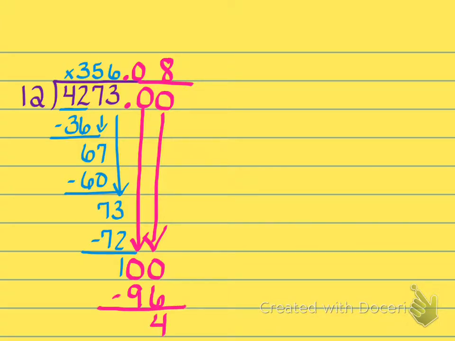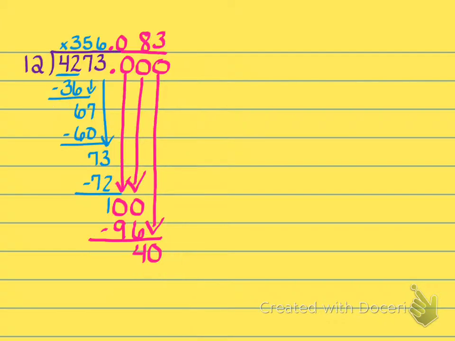So I'm still not done. So I'm going to add another 0. I'm going to bring that 0 straight down. Now I get 40. 12 goes into 40 about how many times? Well, I know 12 times 3 is going to give me 36. So I'm going to write a 3 here.